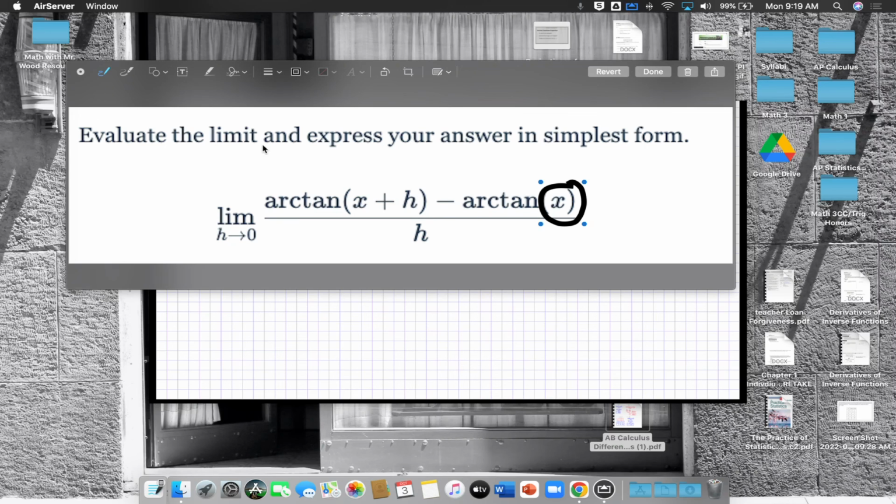Okay, it's the same thing, just with no plugging in. If it has a number there, you plug it in after you find the derivative. If not, you don't have to. Okay, that's the only difference between those. Okay.